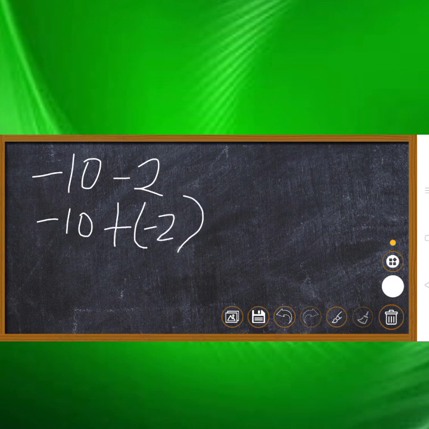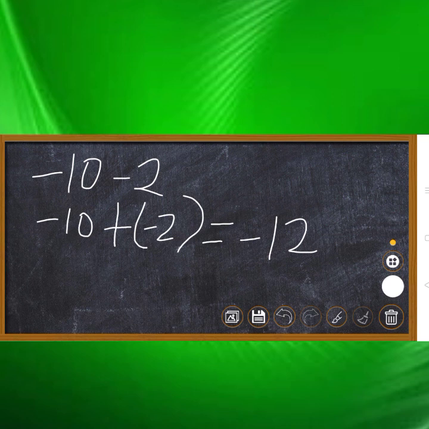And what is the answer? You need to proceed to the rule of addition. After changing that, as you see, they are the same sign, negative 10 and negative 2. In adding integers with the same sign, you just add the absolute values, then copy their common sign. So negative 10 plus negative 2 equals negative 12. Okay?